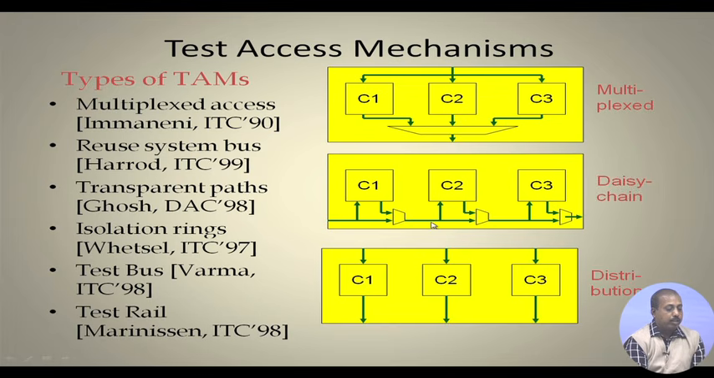Here also at one point of time only one core is being tested, but instead of having one multiplexer, we have multiplexers at the end of each individual core, just to select which response is to be carried out. This is some sort of daisy chained structure, because if C1 is not using the test bus, then the test bus will be available for C2. If C1 and C2 both are not using the test bus, then the test bus will be available for C3. So, this is known as the daisy chained approach.